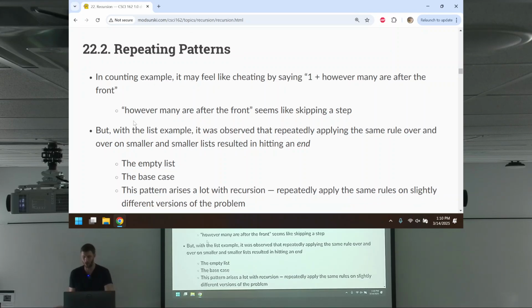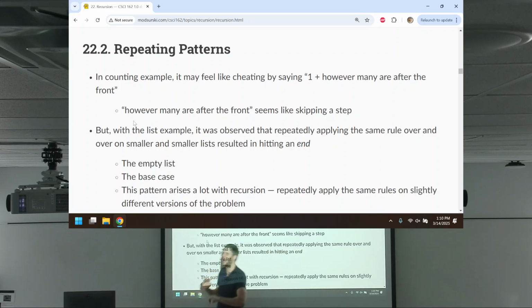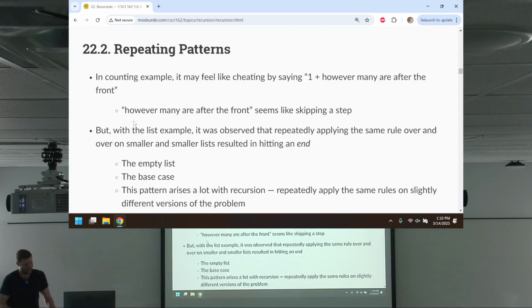Repeating patterns. In the counting example, it might feel like cheating to say 1 plus however many are after the front, right? Like in the people in the line example, or what we just did here. But we saw that it worked, right? Like when I asked you, how many people are in here? Well, you plus however many other people there are. It feels like the however many other people there are is skipping a step, right?